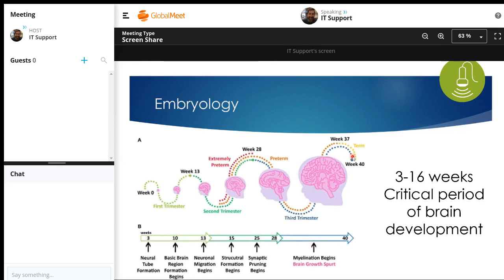So the 3 to 16 week area is the critical period of brain development. Just like anything else, teratogens and exposure to toxic substances and all that stuff has a huge impact on the brain between weeks 3 and 16. We want to obviously avoid anything like that in pregnancy, period, but this is the critical period for the brain.